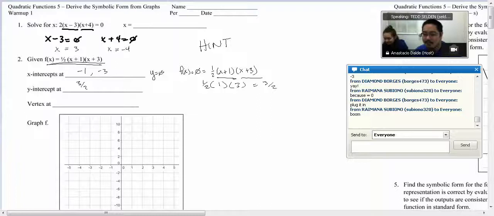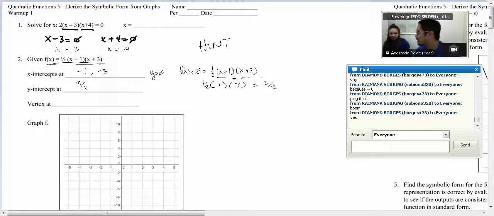Alright. How do you find the vertex of this parabola? I'm going to just ask this out to everybody. Everyone can answer. Alright, here's an easier question. How do you find the axis of symmetry? Where is the middle of this parabola? In the middle of what?